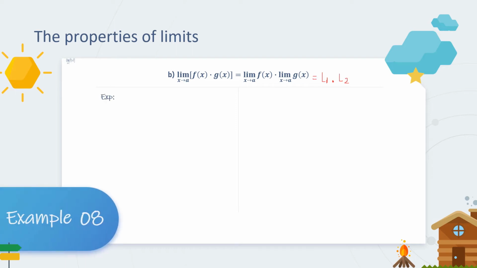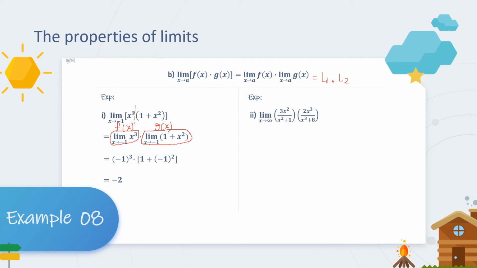Referring to the following example, given the function, the limit of x cubed times 1 plus x squared as x approaches -1. First, separate the functions f of x and g of x according to the properties of limits. Substitute -1 into the function and the answer is -2.